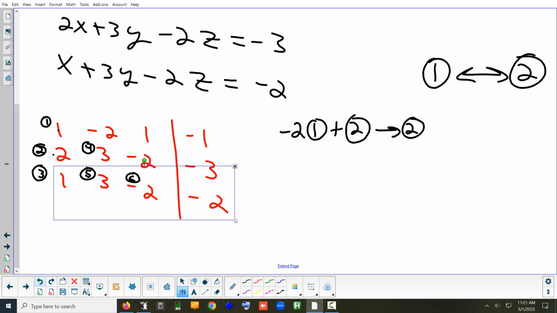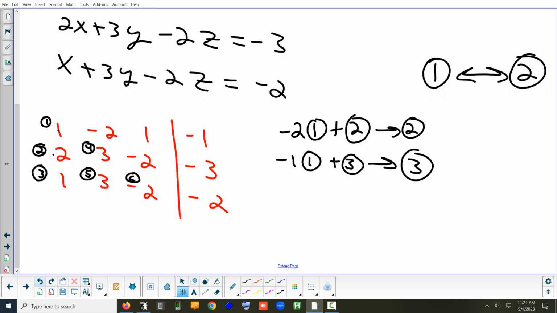Negative 1 times row 1 plus row 3. And we're going to add that result to row 3, and that's going to replace what's currently in row 3. So that's the calculation we need to do. Let's try.